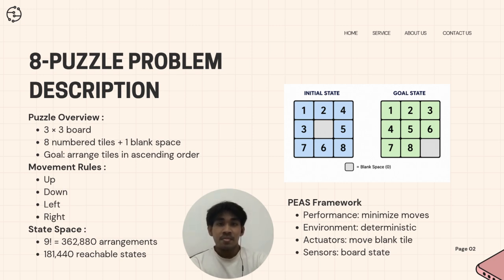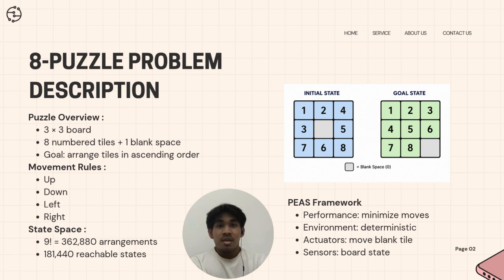For the PEAS framework, the performance measure is to minimize the number of moves, execution time, memory usage, and nodes expanded. The environment is fully observable, deterministic, static, and discrete. The actuators are the movement of the blank space, while the sensors are represented by the current board state.